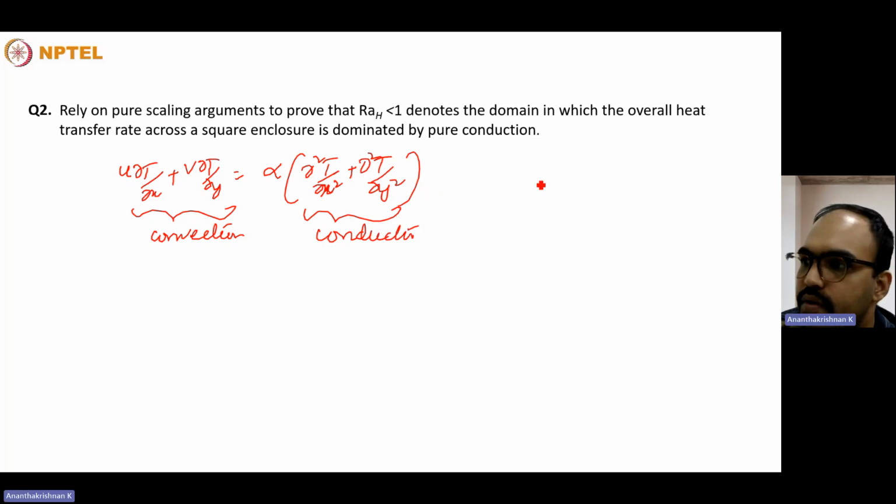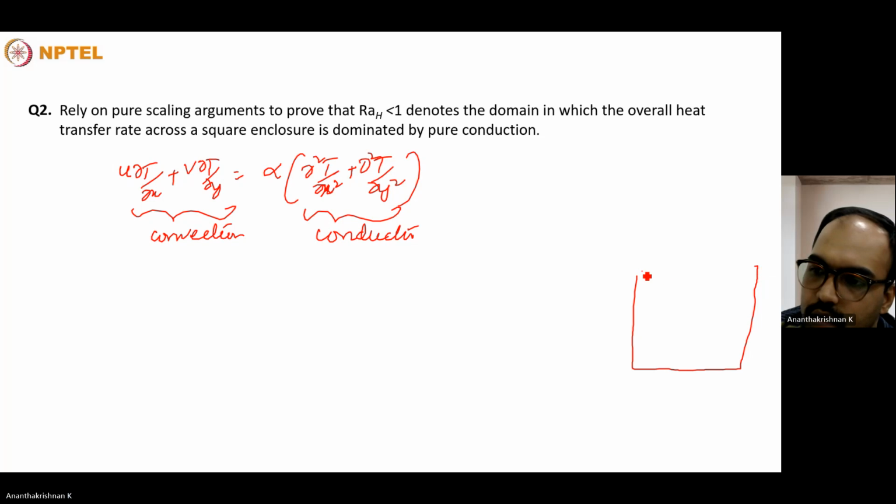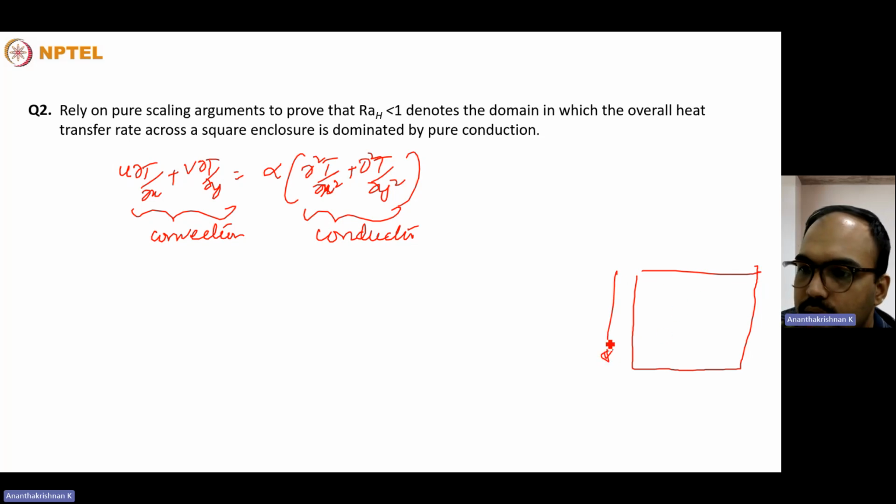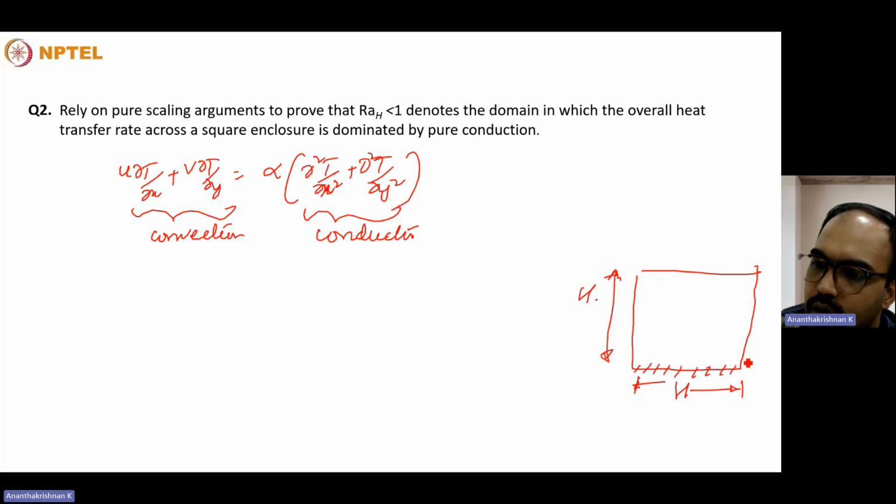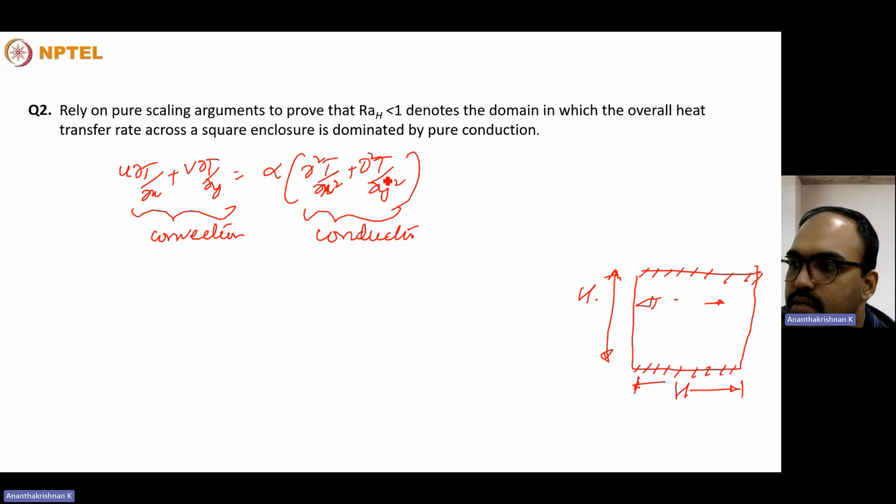So based on the scaling analysis, before that we can draw the enclosure. This will be the height H, and since it's a square enclosure, this dimension will also be H. This will be an adiabatic wall and this will be an adiabatic wall, and the temperature drop across this direction is delta T. We need to prove that only conduction, that is this particular term, remains when the Rayleigh number is very much less than 1.